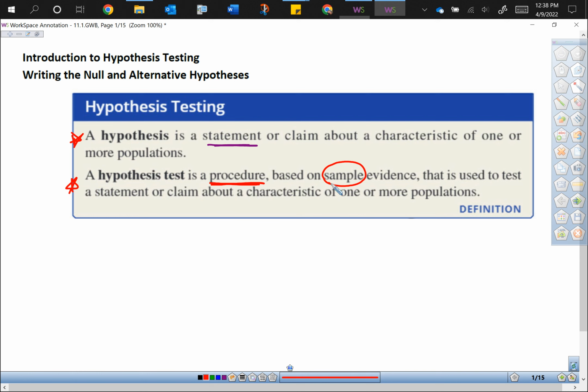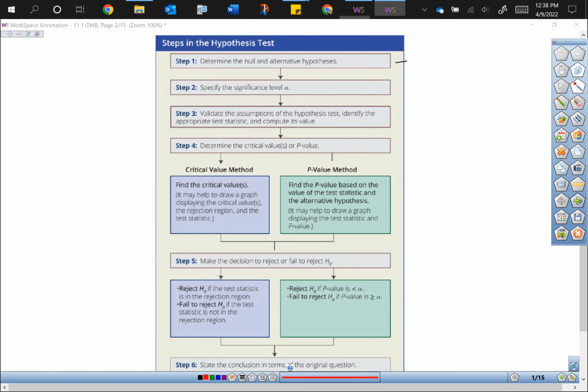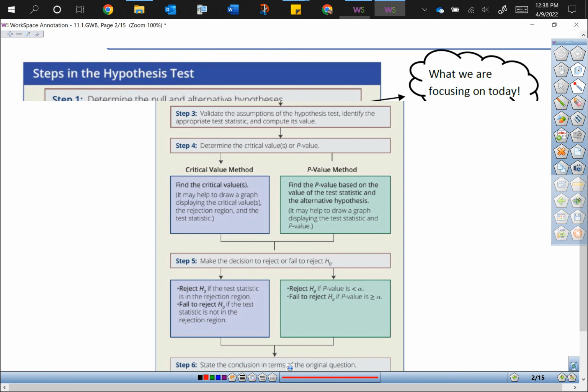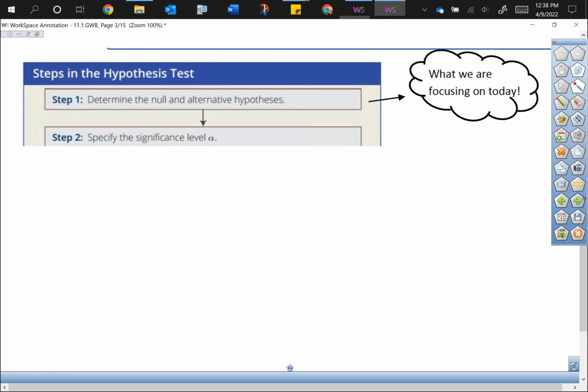Now, what's going to seem weird to you is when we start out today, in these first couple lessons, we are not proving the hypothesis true or not. It's going to be a little bit to take into account. So let's look at what a hypothesis test really is. There are 6 steps in the hypothesis test. This is the whole hypothesis test, what you're going to have to do. Today, we are only focusing on step 1, which is determining the null and alternative hypotheses. That's what we're focusing on. We're not doing anything else today.